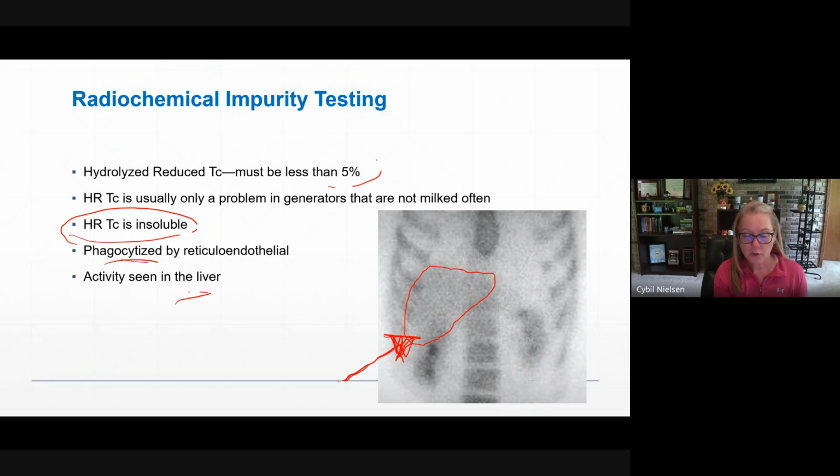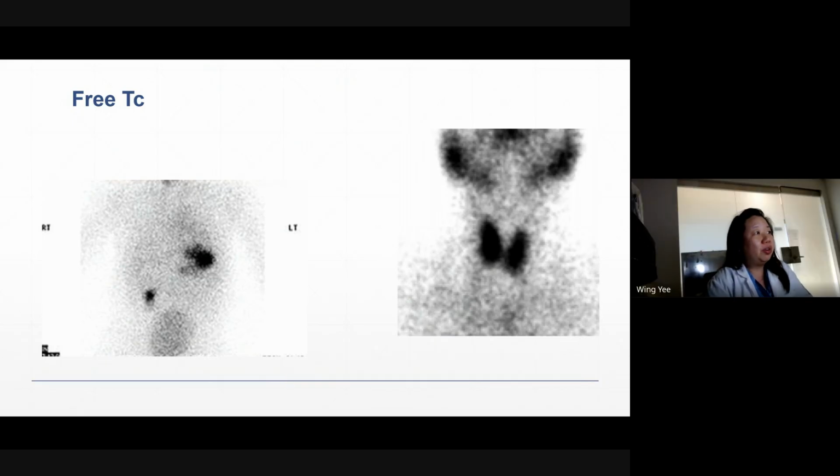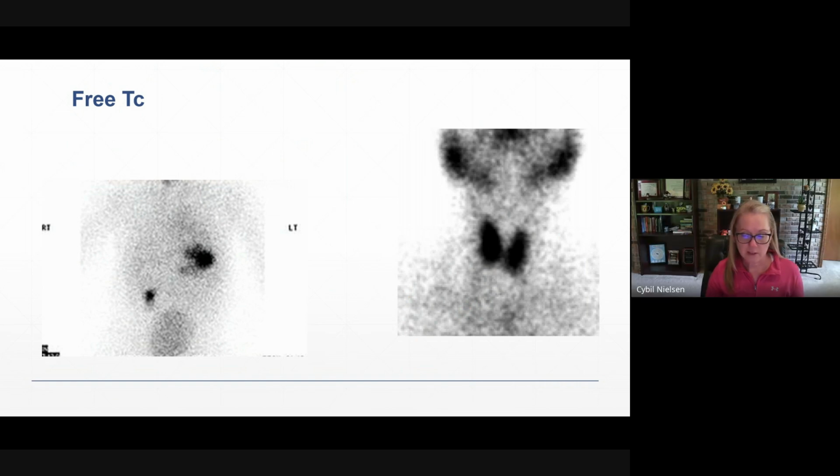For hydrolyzed reduced, the limit is 5%. We need less than 5%. All right, if there's free tech, what are we going to see? Thyroid, stomach, and salivary glands.